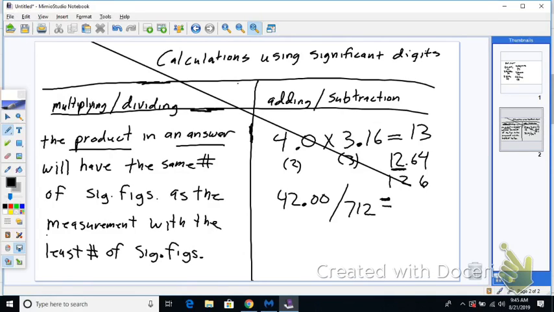So the next one we've got 4, right? And we've got 3. So we need to limit our answer to how many? 3. So then when I write my answer out, I might write it out and then look at it to see which 3 I have to write down. Okay, so on my calculator, that's what I got.